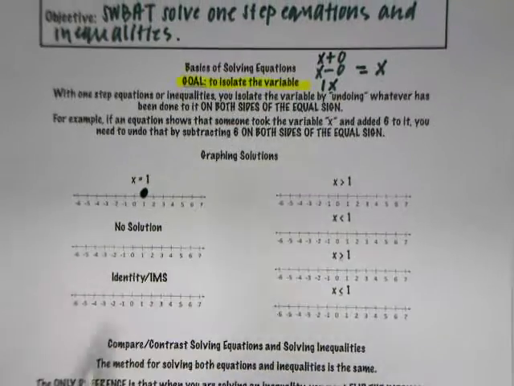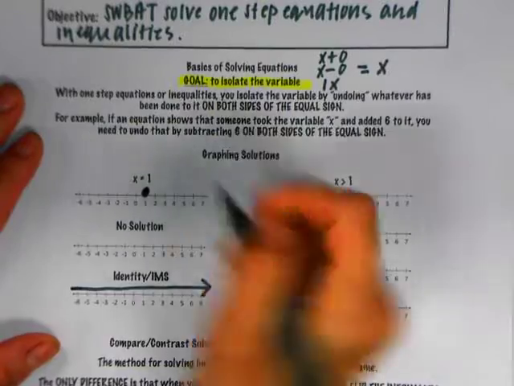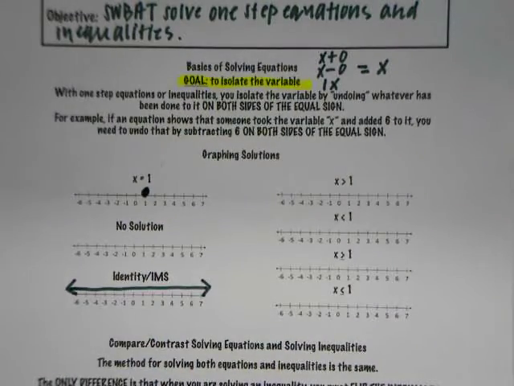Identity or infinitely many solutions. What both of those mean is that you could plug in any number for x and it's going to work, okay? So every single answer is a solution. The way that you represent that on a graph is you do a line with arrows going from negative infinity to positive infinity, showing that all those numbers on the number line forever and ever, every single thing will work, okay?